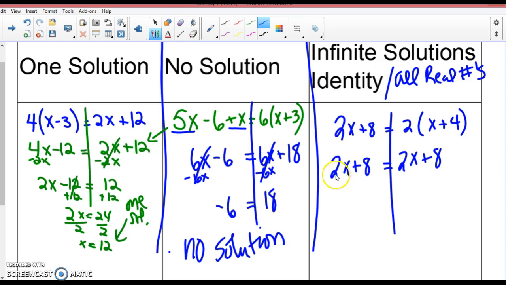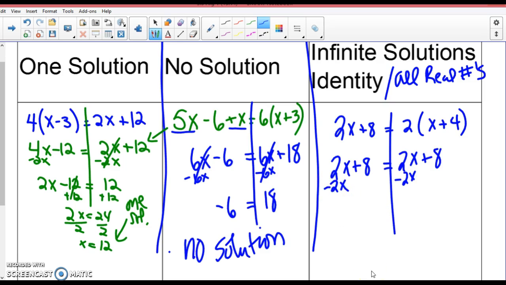Let's try 0. 2 times 0 is 0, plus 8 is 8. 2 times 0 is 0, plus 8 is 8. 8 equals 8. Let's try 1. 2 times 1 is 2, plus 8 is 10. 2 times 1 is 2, plus 8 is 10. Can I plug any number I want in the world and it will be true? Yes. Let's finish solving.